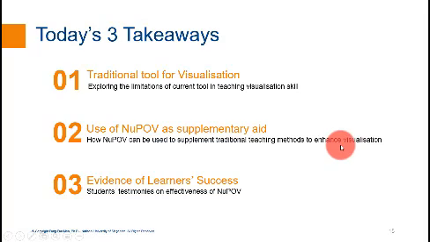So today's three takeaway, want to summarize, is number one, we share with you the limitations of the traditional tools for visualizations using chemical molecules, two-dimensional figures. Number two, we showcase how this NuPOV app is used as supplementary aid to guide learners to enhance their visualization skills, and we presented the survey, the pre and post test, and showcase evidence of learner success from the testimony.